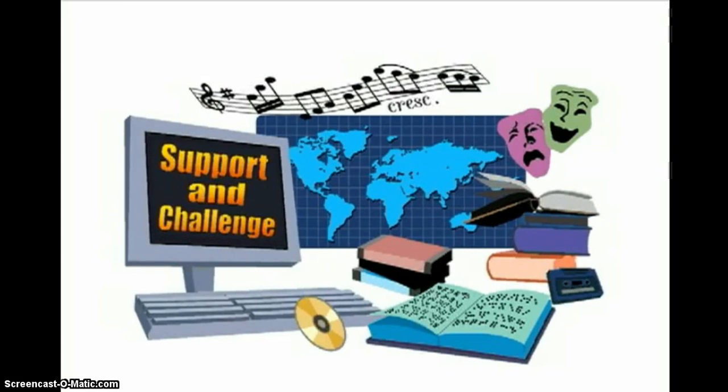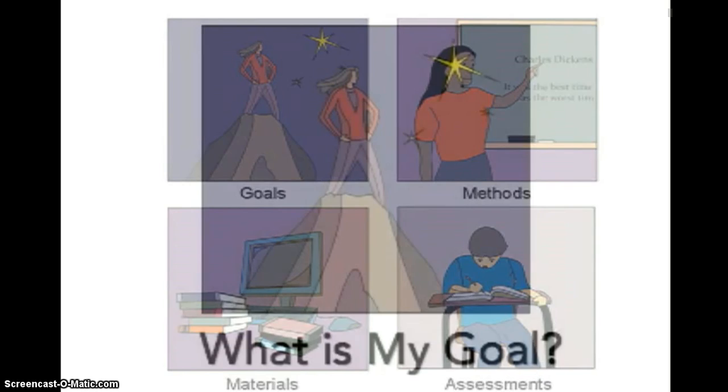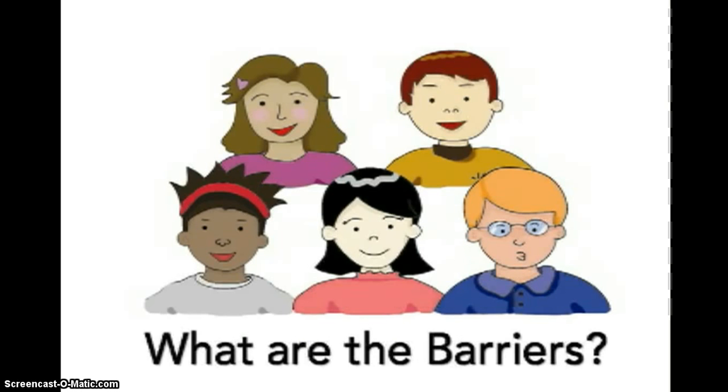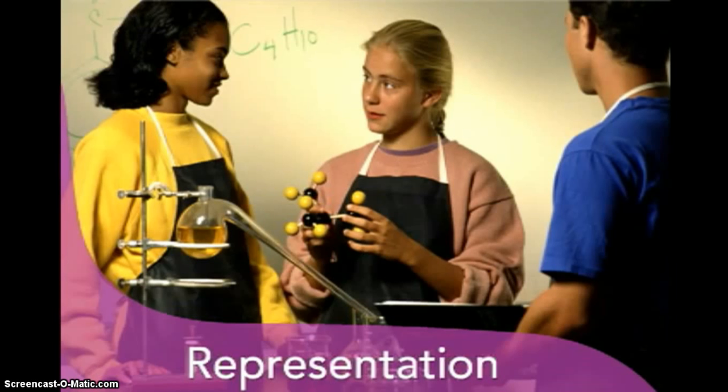So how do we use the UDL framework to make learning goals, methods, materials, and assessments that work for everyone? First, ask yourself, what is my goal? What do I want my students to know, do, and care about? Then ask, what barriers in the classroom might interfere with my diverse students reaching these goals? To eliminate the barriers, use the 3 UDL principles to create flexible paths to learning so that each student can progress. Number 1, provide multiple means of representation.